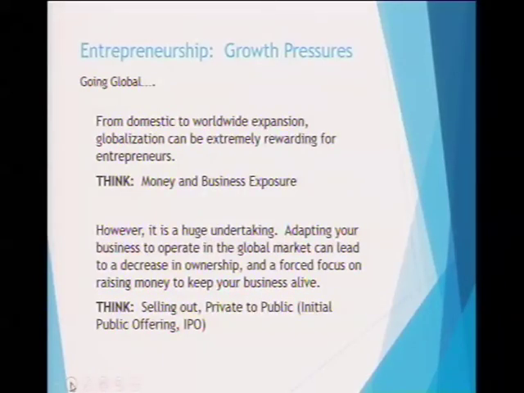Now, if the entrepreneur business wants to go global, what happens? Moving from domestic to worldwide expansion, globalization can be extremely rewarding for entrepreneurs because there's more money, there's a bigger market, there are more opportunities, and the business will be exposed. However, it's a huge undertaking. Adapting one's business to operate in the global market can lead to a decrease in ownership and a forced focus on raising people to keep the business alive.